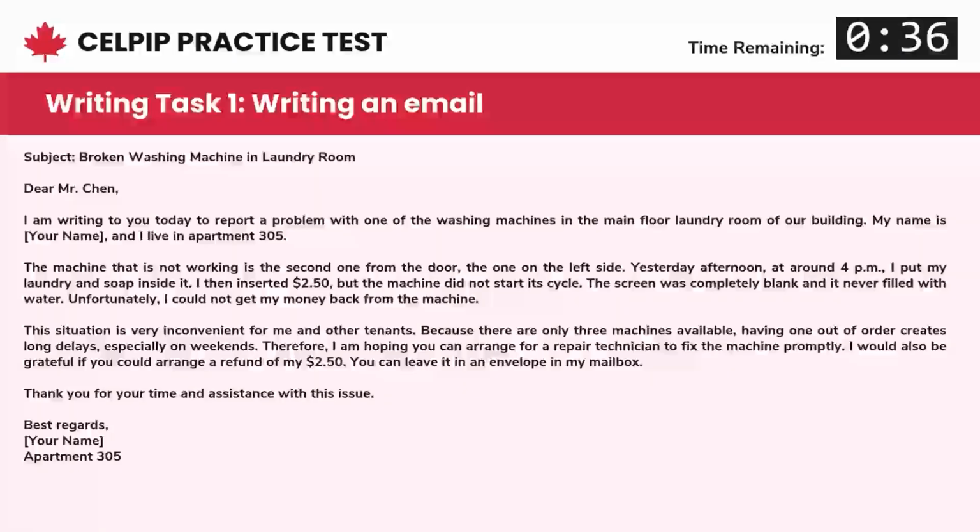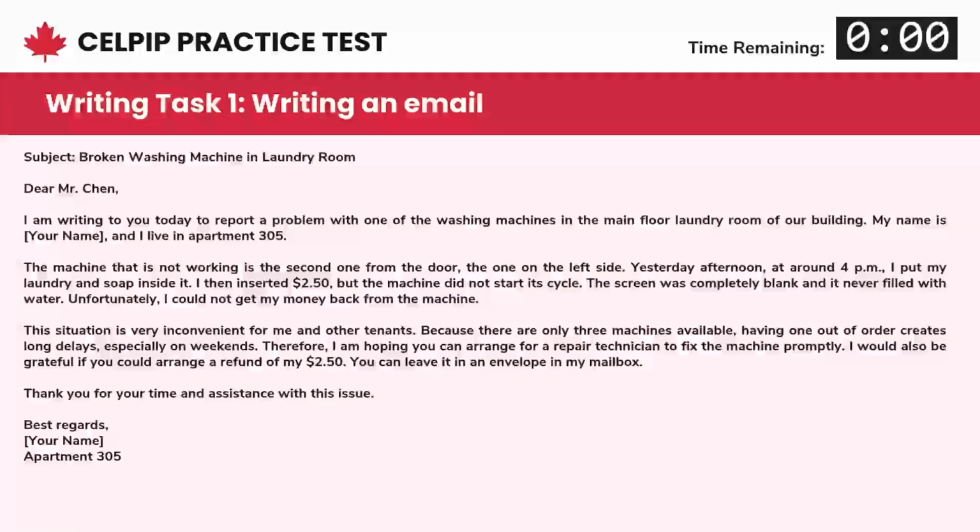This email effectively addresses all three bullet points from the prompt. It starts by providing clear details about the broken machine, identifying it as the second one from the door, and explaining that it did not start its cycle. Next, the writer describes the problems this issue is causing for residents in the neighborhood. They note that with one machine broken, it creates long delays, which is a serious concern. Finally, the email suggests a clear solution by asking the manager to arrange for a repair technician and to provide a refund.